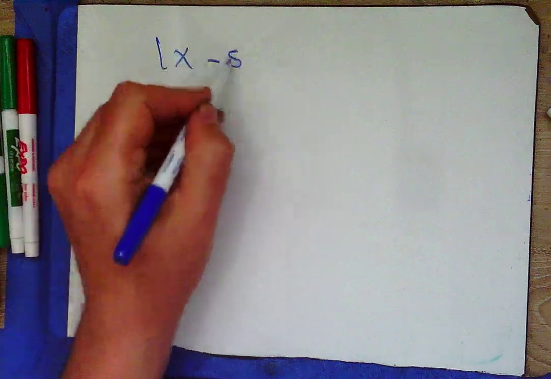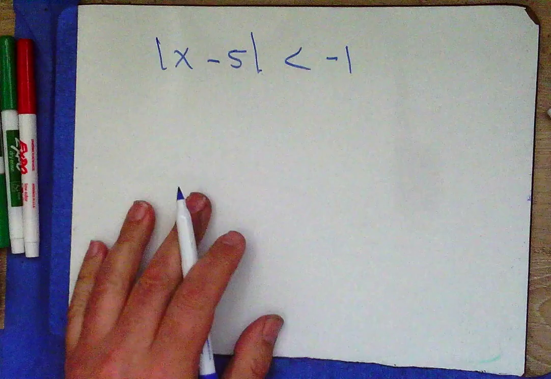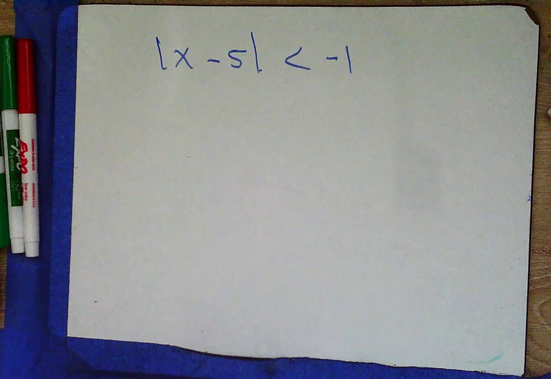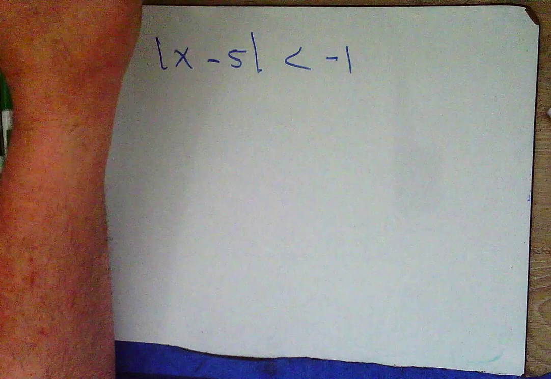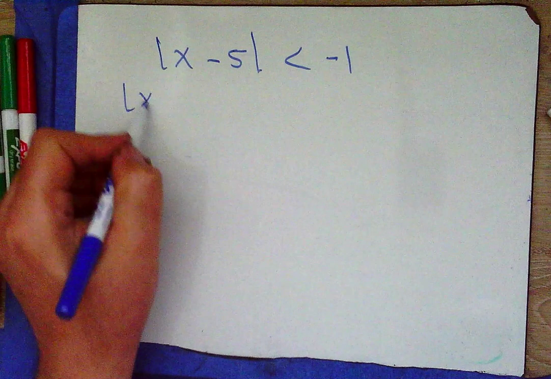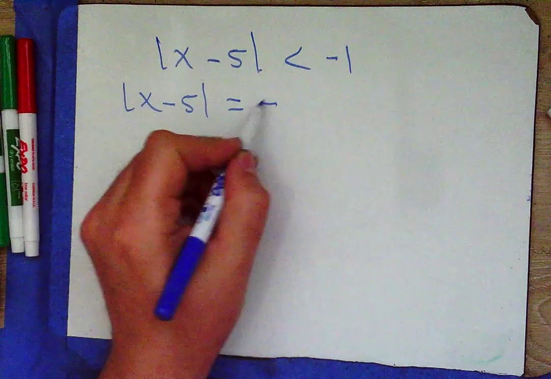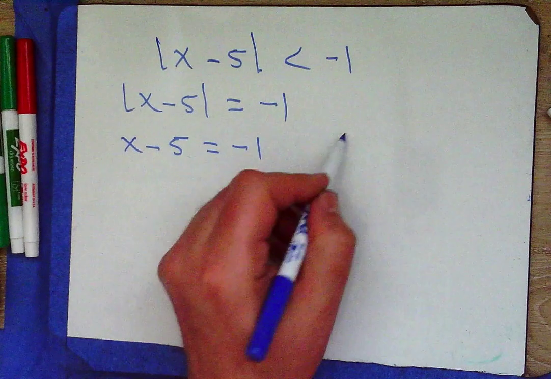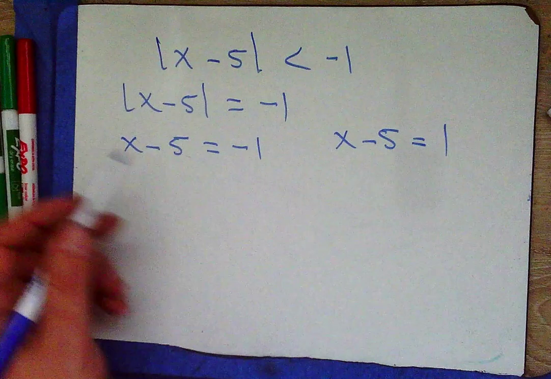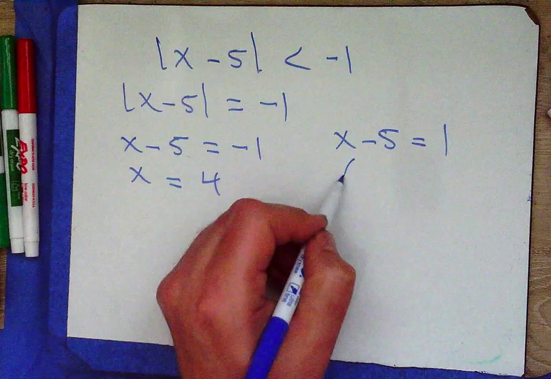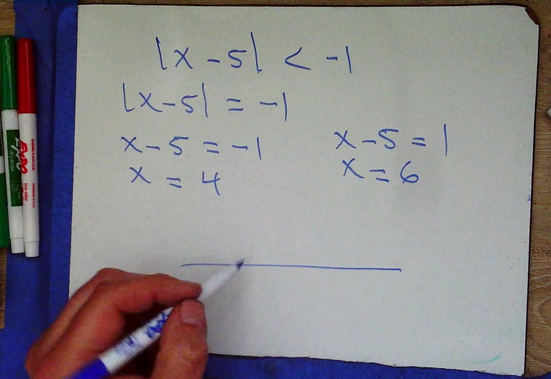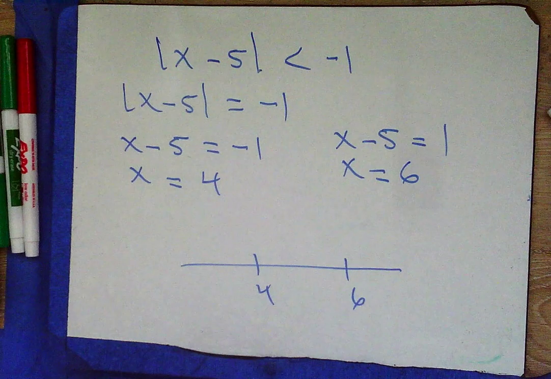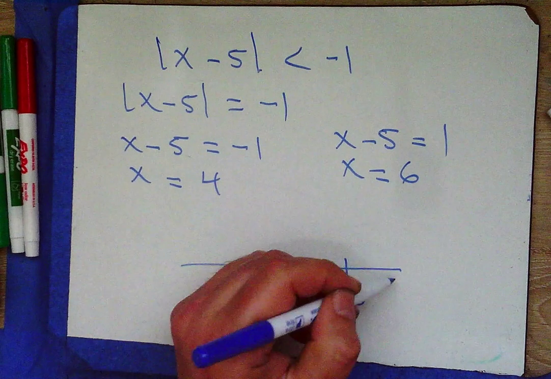Absolute value of x minus 5 is less than negative 1. Okay. So we do x minus 5 equals negative 1, and then I write the positive component, and I write the negative component, and I solve. I get x equals 4, I get x equals 6, and I put 4 and 6 on the number line, and I test the intervals. Okay, how about 0, 5, and 10?